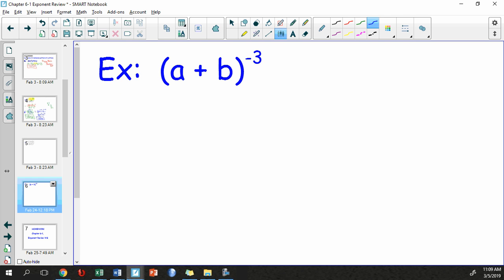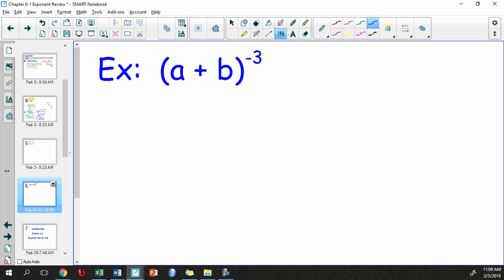This is the quantity a plus b raised to the negative 3. That a is attached to the b by what operation? Addition. Here's the thing, folks. I need your brain to think like this. The A is the head, the B is the body. They cannot be separated, because if you do, then you're not going to walk around for very long, correct? So the A plus B is an entity that cannot be separated.